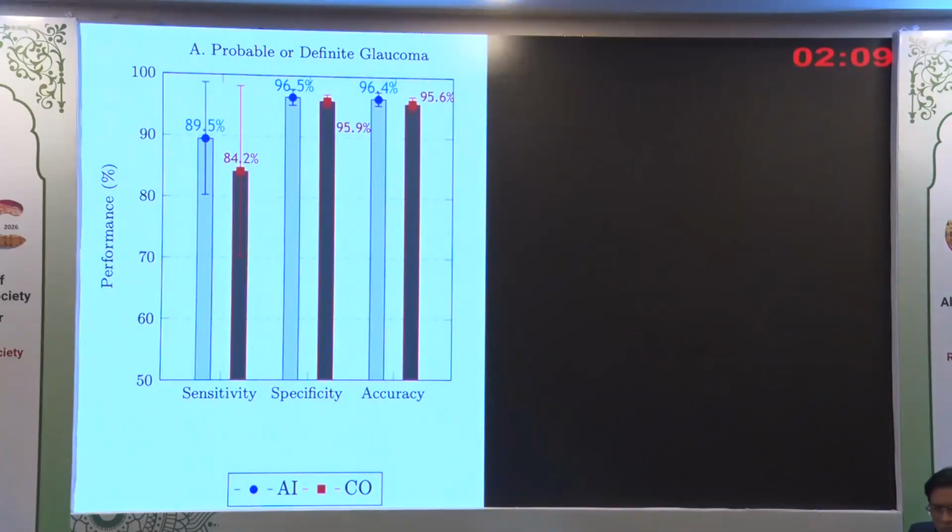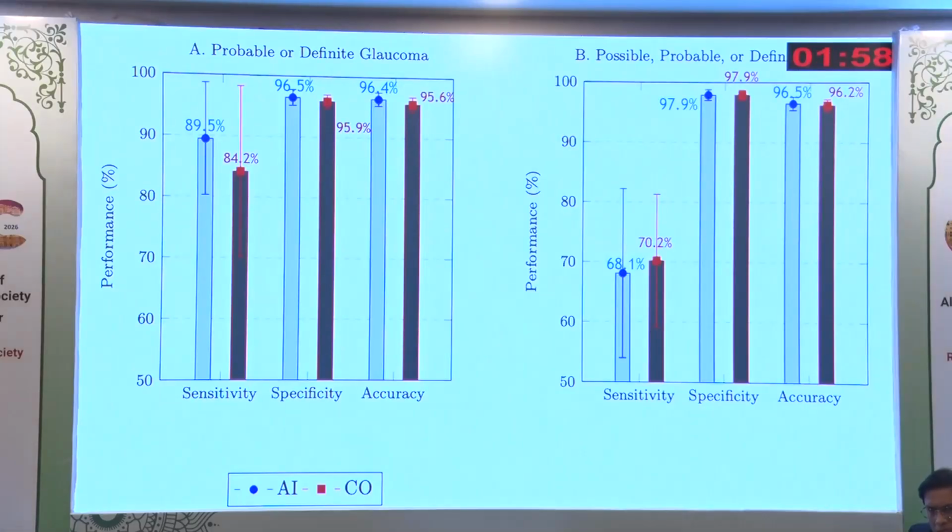Now, how did they perform? With respect to probable glaucoma, the sensitivity of the AI camera was 89% as compared to 84% of that of the comprehensive ophthalmologist. With respect to specificity and accuracy, they both did equally well. In detecting possible glaucoma, both the performances were very much comparable.